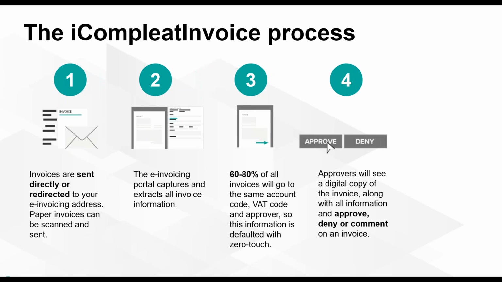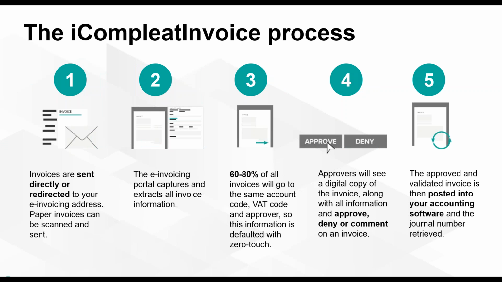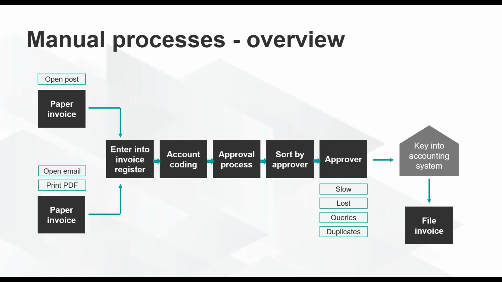This means that we can deliver a coded invoice direct to the approver for them to view online or on our mobile approvals app. And then once that transaction has been approved, that validated invoice is posted directly into your accounting software, also retrieving a journal posting number which completes the end-to-end audit trail.